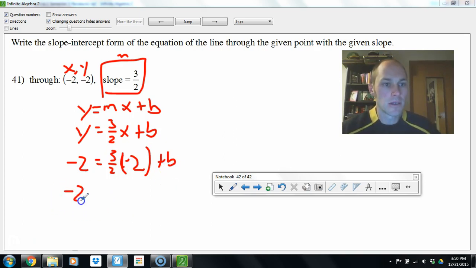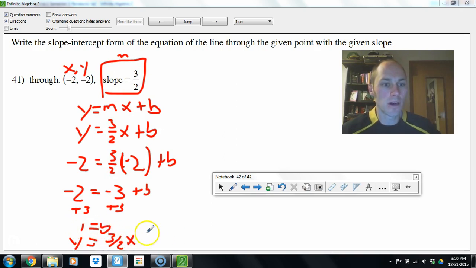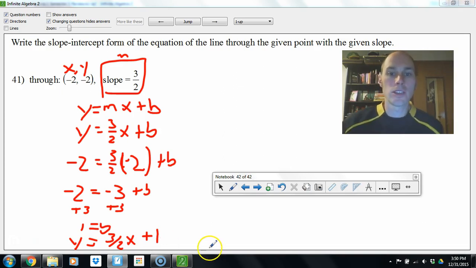So -2 equals, well, -2 times 3 is -6. Divided by 2 is -3. Plus b. Get b all alone, so I add 3. So b is 1. So I rewrite my equation. y equals m, we said was 3/2, x plus b. b we said was 1. So y equals 3/2 x plus 1 would get me an equation there.